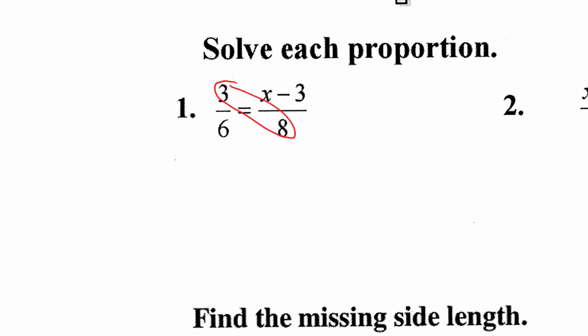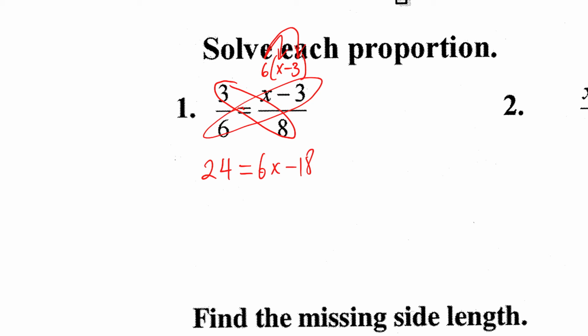So, what is 3 times 8? It's 24. We put our equal sign. Now we're going to multiply going the other way. And remember, you got to distribute. It's 6 times x minus 3. So what is 6 times x? It's 6x. And what is 6 times negative 3? Negative 18.